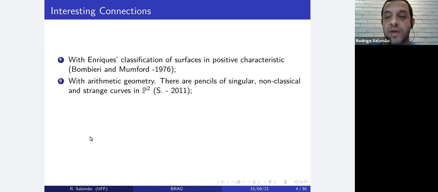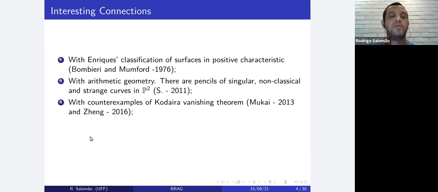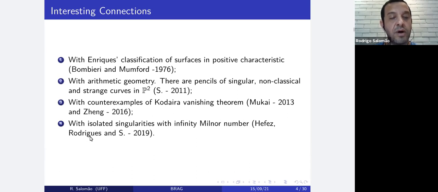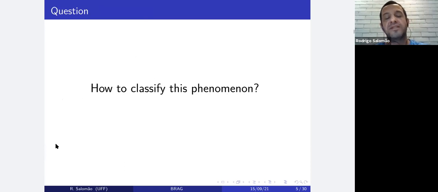Non-classical means that all smooth points of the curve are flex points. Strange curves means that there is one point in the plane belonging to all tangents of this curve. Another interesting connection is with a counterexample of the Kodaira vanishing theorem due to Mukai and Zheng. And the last one is with isolated singularities with infinite Milnor number, in a joint work with Rodrigues and Hefez. So after highlighting these connections, it's natural to ask how to classify this phenomenon.